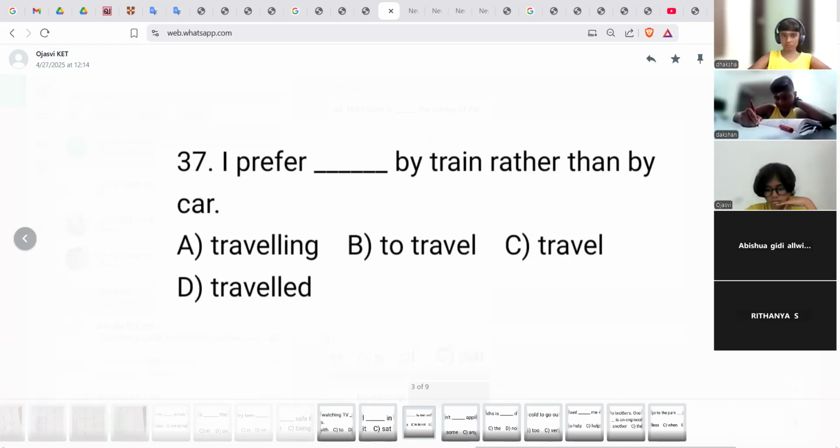Now, I prefer traveling by train rather than by car. Here you can't go with "prefer to travel" because "than" is coming. Look at the "than". You can't have "prefer to".